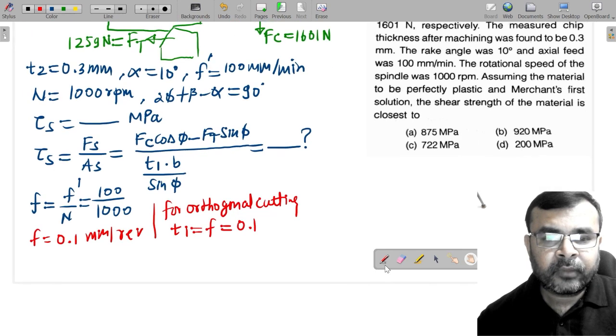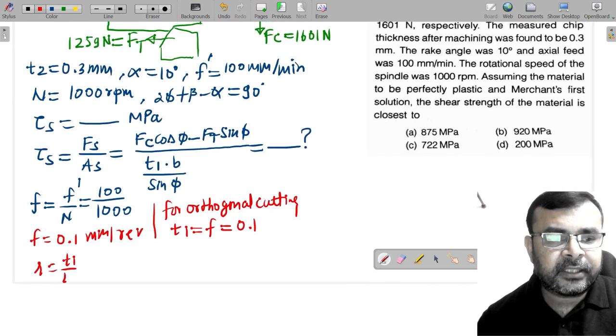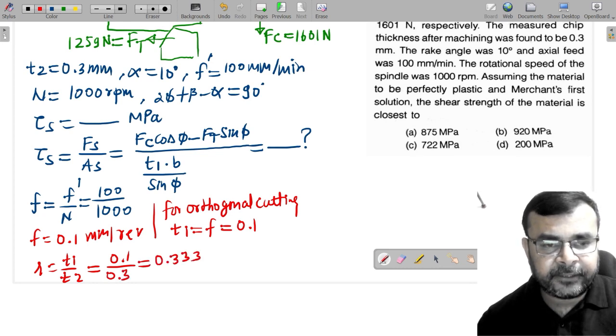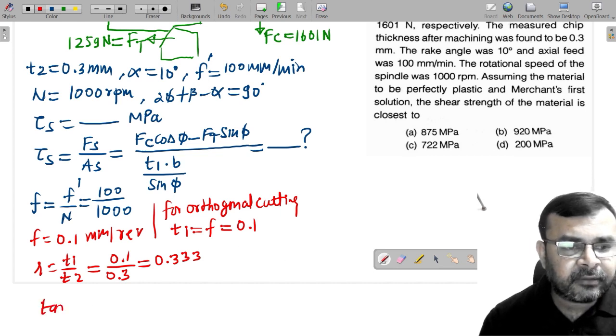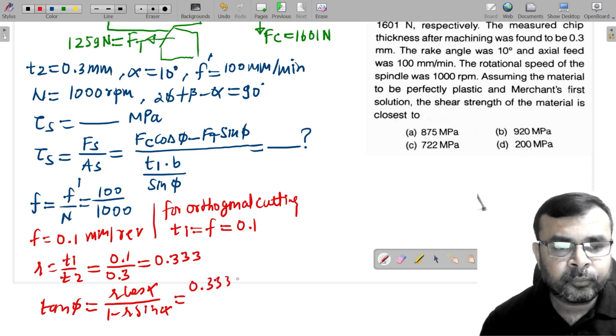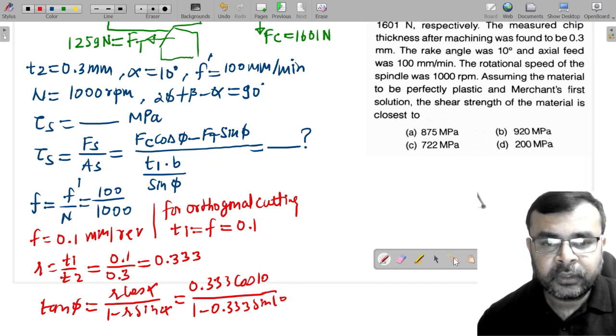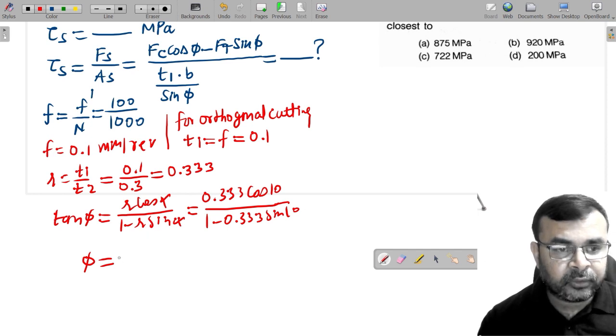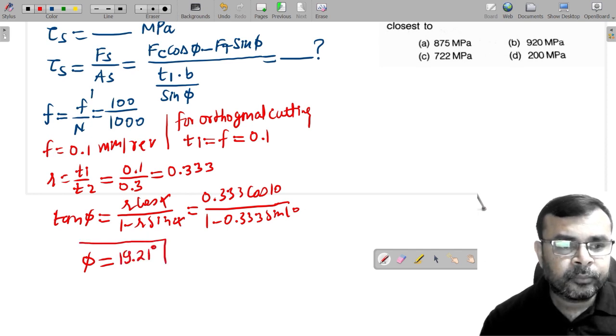So once you get T1, so can I say r is nothing but this is T1 by T2, and what is T1? So 0.1, and what is T2? This is 0.3. So simply it can be written as 1 by 3, that is 0.333. Is it right? So now you can see tan phi can be written as r cos alpha over 1 minus r sin alpha. So this is 0.333 cos 10 degree, which is already given in the question, 1 minus 0.333 sin 10 degree. Is it right? So after writing this, if you simplify, then here I am getting phi is nothing but this is equal to 19.21 degree. This is phi.